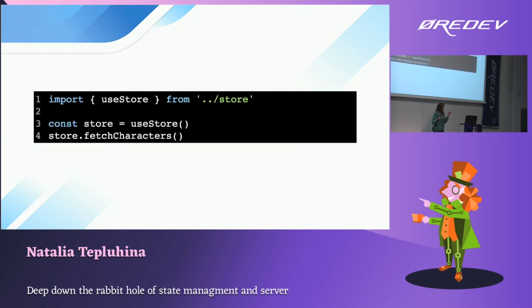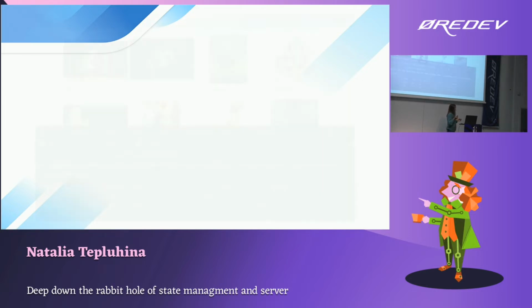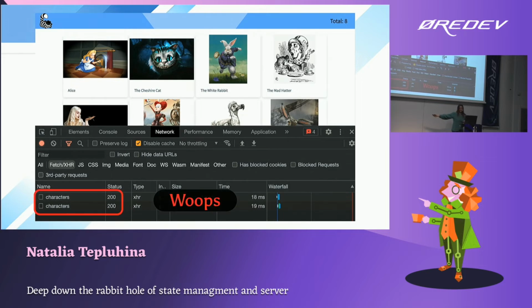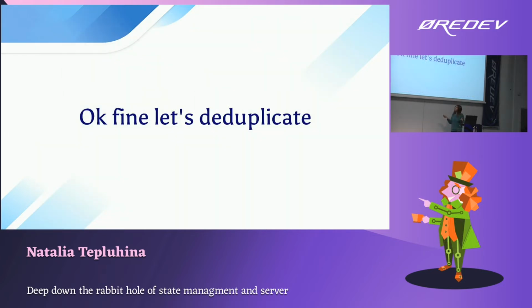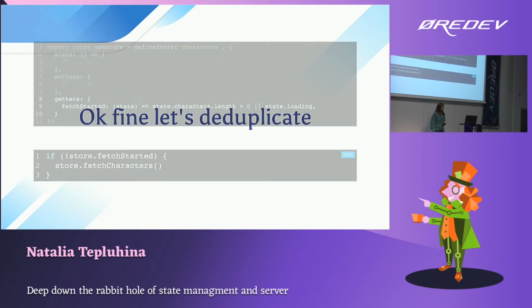We just add this code to both components, fetch characters, and obviously we have this cool result. Well, we fetch it twice, obviously. Can we do something with it besides moving to root component? Oh, well, we're developers. We can add conditions and duplicate requests.